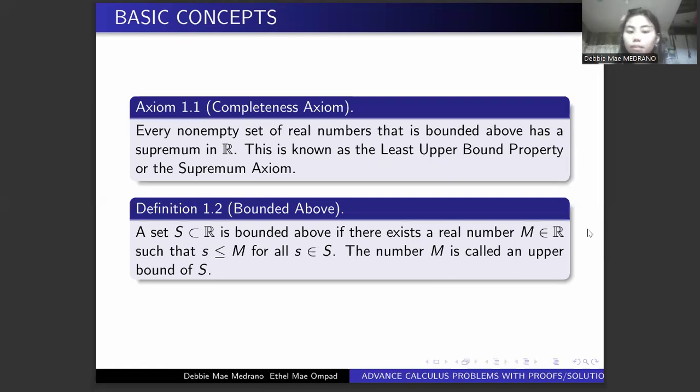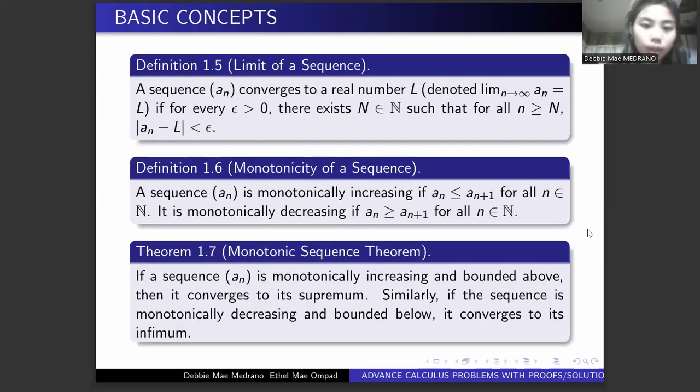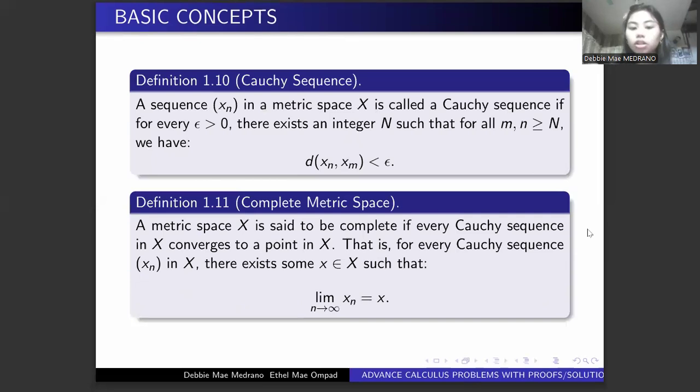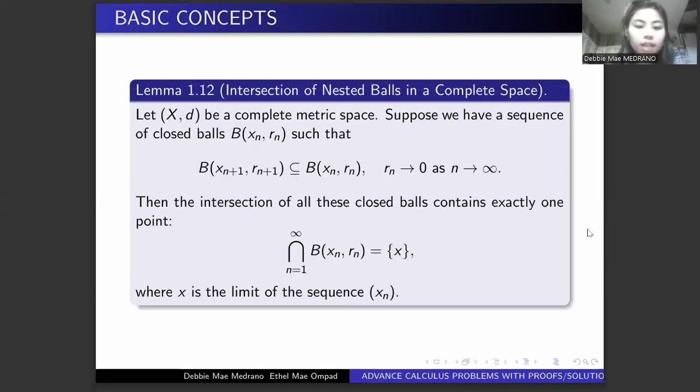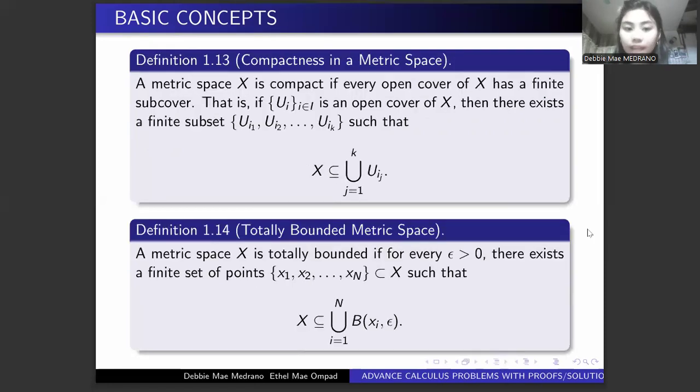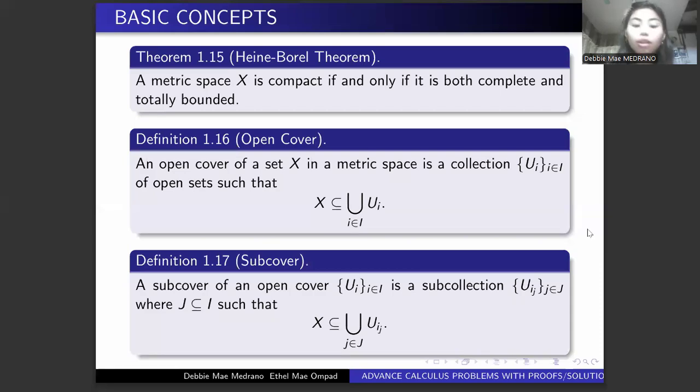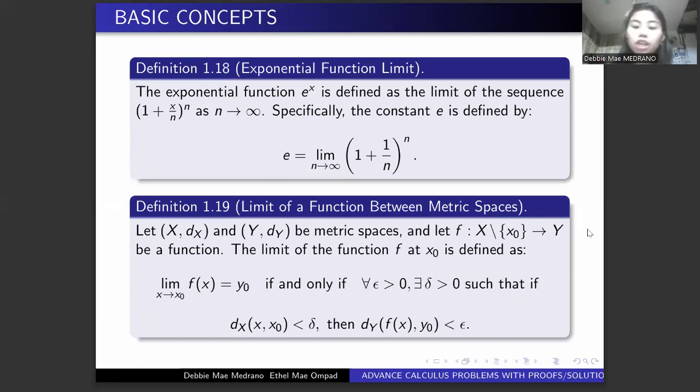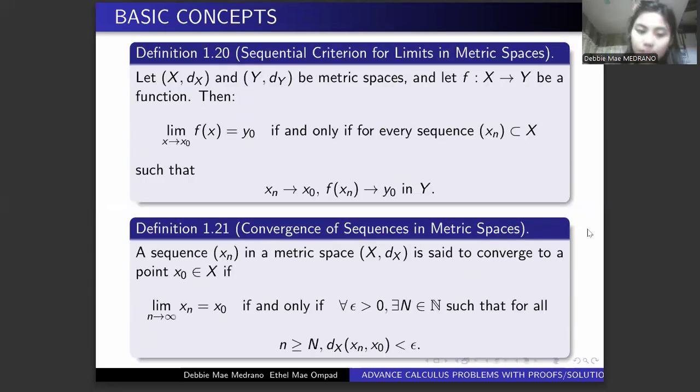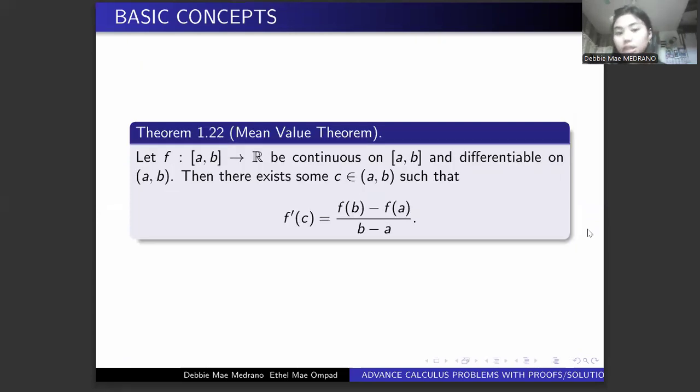So these are our basic concepts: completeness axiom, bounded, upper bound, supremum, sequence, limit of a sequence, monotonicity of a sequence, monotonic sequence theorem, metric space, closed ball, Cauchy sequence, complete metric space, intersection of nested balls in a complete space, compactness in a metric space, totally bounded metric space, Heine-Borel theorem, open cover, subcover, exponential function limit, limit of a function between metric spaces, sequential criterion for limits in metric spaces, convergence of sequences in metric spaces, and last but not least, the mean value theorem.